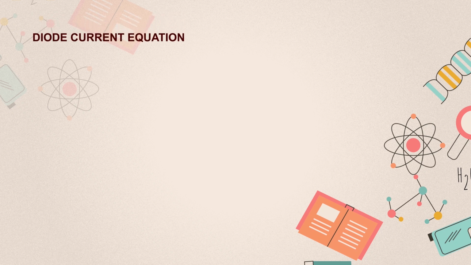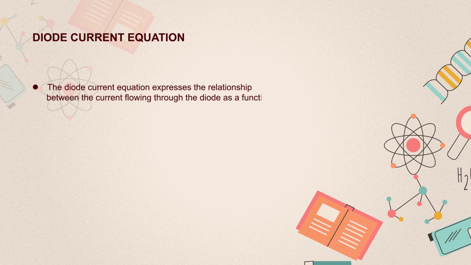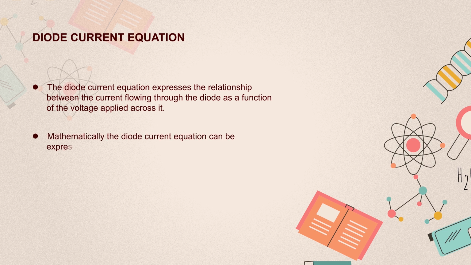The diode current equation expresses the relationship between the current flowing through the diode as a function of the voltage applied across it. It is nothing but the equation that shows how the current varies when the voltage is applied across the diode. Mathematically, the diode current equation can be expressed as I is equal to I naught e to the power q v upon n k t minus 1. This is the diode equation which is applicable for the VI characteristics, that is, for the reverse bias condition as well as the forward bias condition.